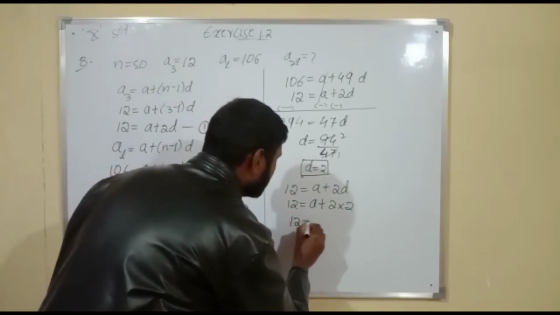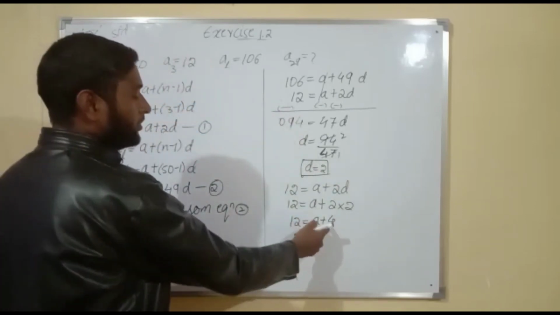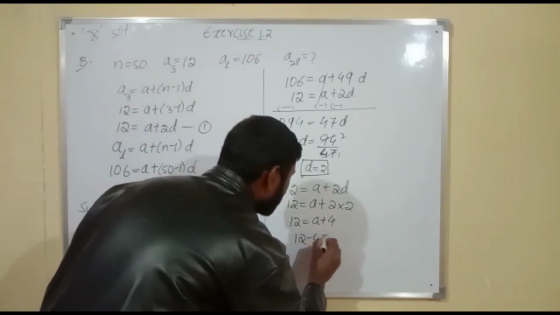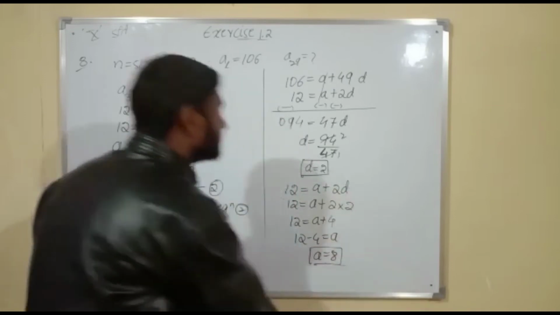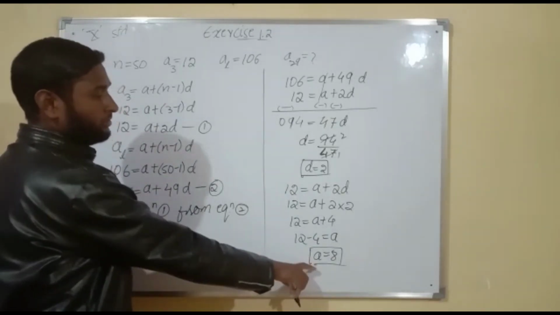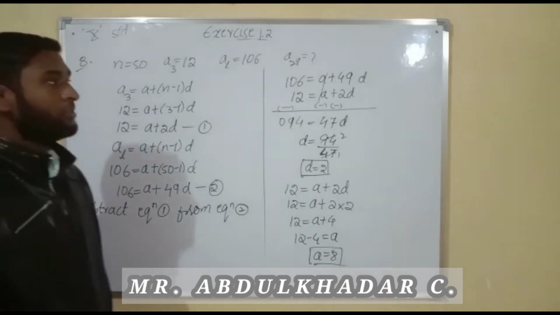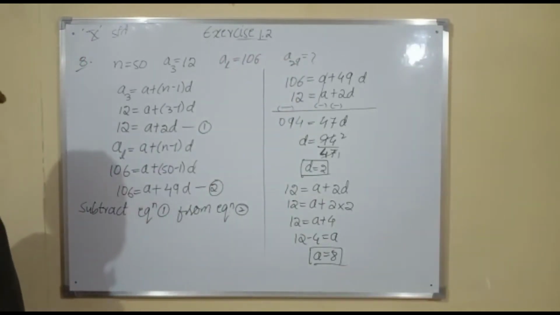So 12 is equal to a plus 4. Bring this 4 to the left hand side. If you bring it, it becomes 12 minus 4 is equal to a. So a is equal to 8. Okay. See, now we came to know the first term, we came to know the common difference. So now it becomes very easy for us to find out the 29th term.